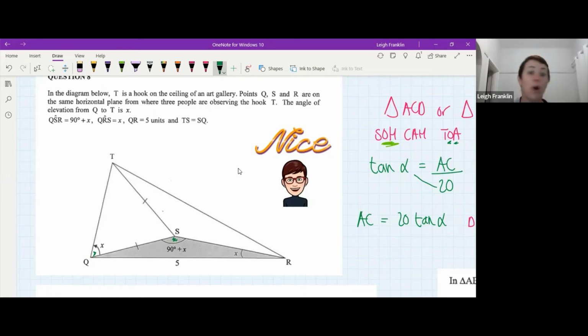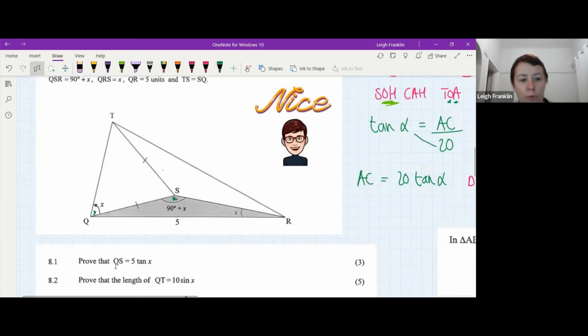No, ma'am. Okay, so that means we cannot use SOHCAHTOA in this question. We're going to either have to use the sine rule or the cosine rule, depending on the information that has been given to us. All right, so now let's have a look. Prove that QS, okay, so QS is this side over here. This is QS here, guys. Prove that QS equals 5 tan X.